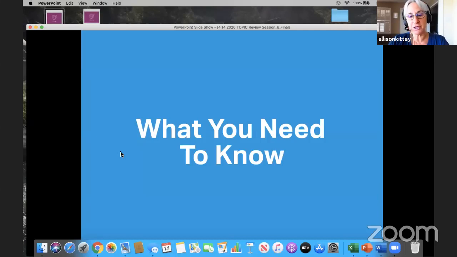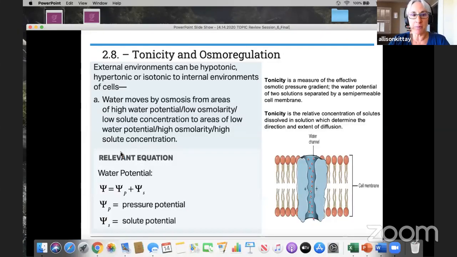So here's what you need to know about today's topic. First, let me tell you what tonicity is. And then we'll talk about how it relates to osmoregulation, or maintaining an osmotic balance within your cells and body tissues. So tonicity is a measure of the effective osmotic pressure gradient. It's the water potential of 2 solutions that are separated by a semi or selectively permeable membrane.